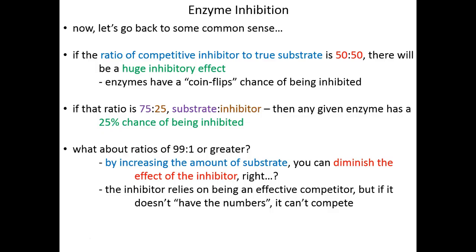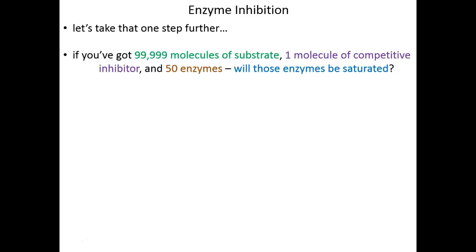Competitive inhibitors rely exclusively on being effective competitors for the active sites of enzymes. But if those competitive inhibitors just don't have the numbers, aren't there in sheer enough force, they can't compete with a more numerous substrate concentration. This is the hallmark feature or trait of competitive inhibitors, that their effects can be swamped out by increasing amounts of substrate. Let's take this idea one step further.